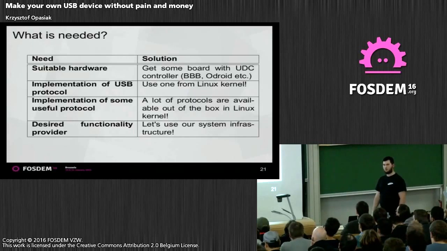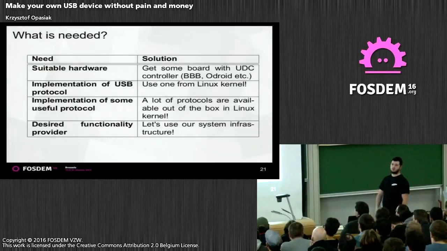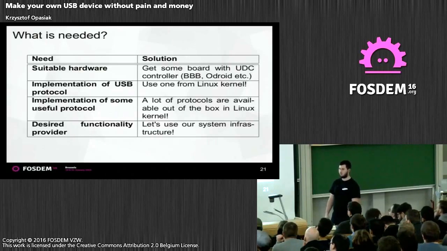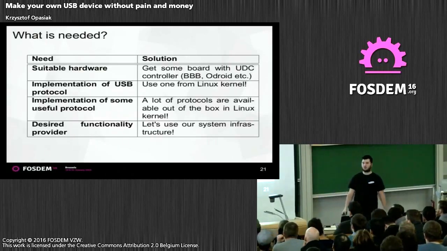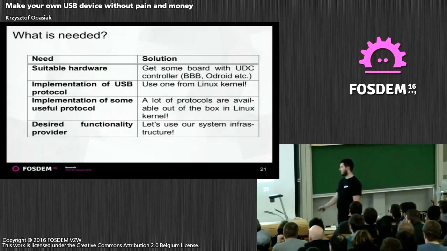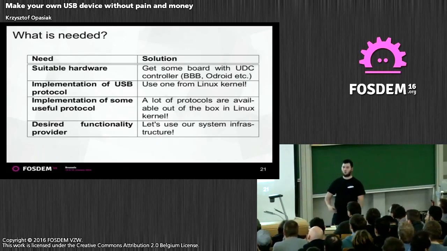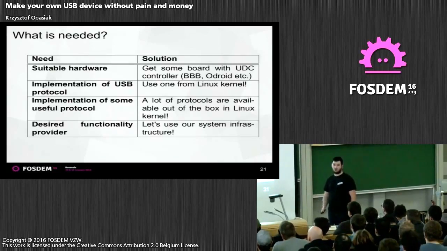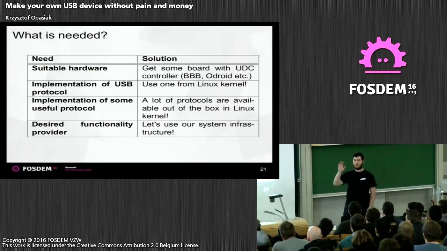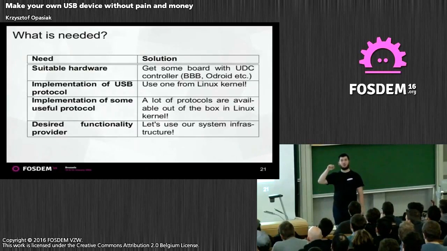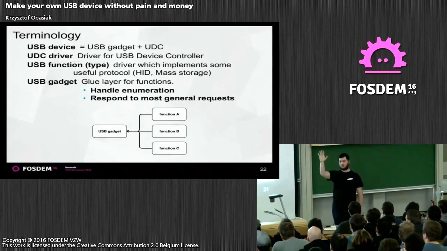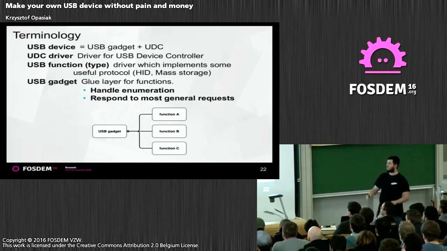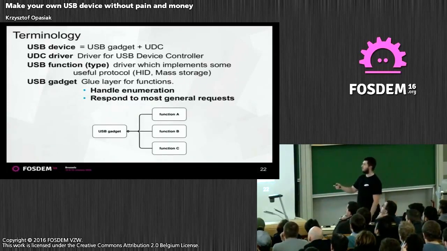Then you need an implementation of the USB protocol. But wait, we are running Linux, and the Linux kernel provides this. So why not use it? Then we will need the implementation of some useful protocol. Well, they are available out of the box in the Linux kernel. So let's just take and use it. Then we need some desired functionality, so what we are going to offer. But maybe we can emulate this, or we can use our system infrastructure. So for example, we may say that, okay, I'm a pen drive, and one of my disks, sda-b or sda-3, is the pen drive. Okay, that's fine. That's the desired functionality.